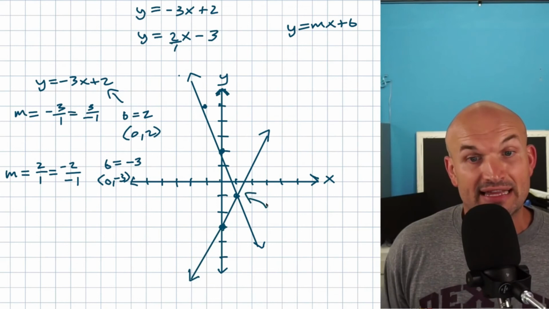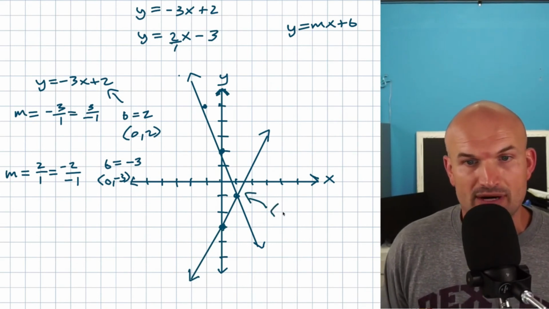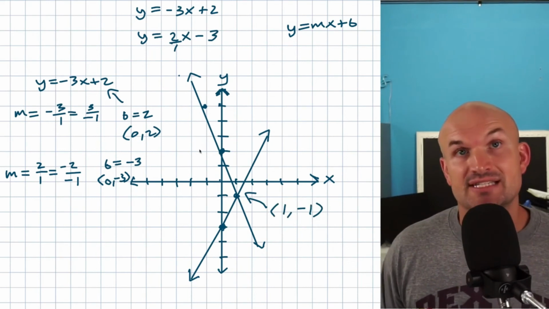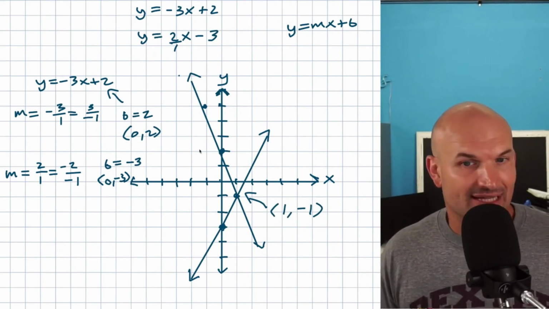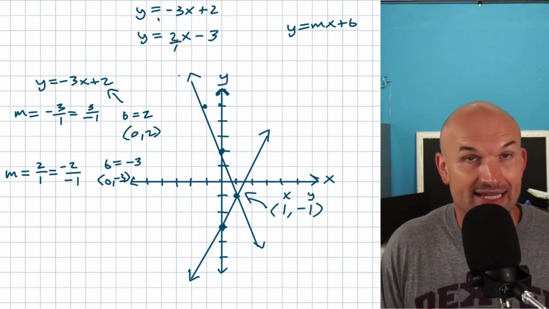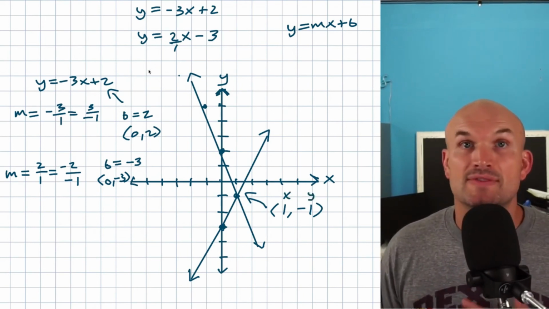And then hopefully you recognize here that this graph is going to intersect at the coordinate point of 1, comma, -1. And that is going to be the solution to this system of equations. Now, again, another way you could quickly check that is plug in a 1 for the x and plug in a -1 for the y into both these equations, and that is going to make both of these equations true.